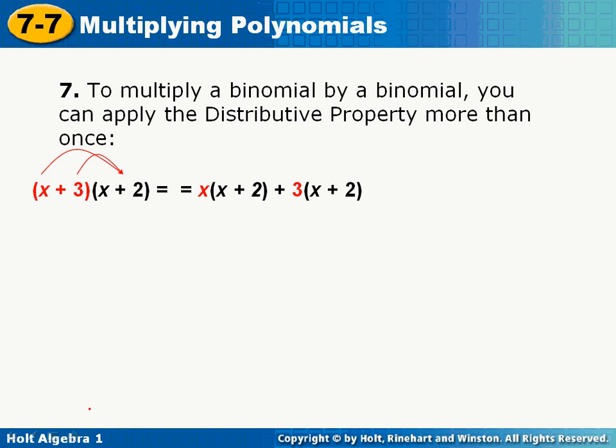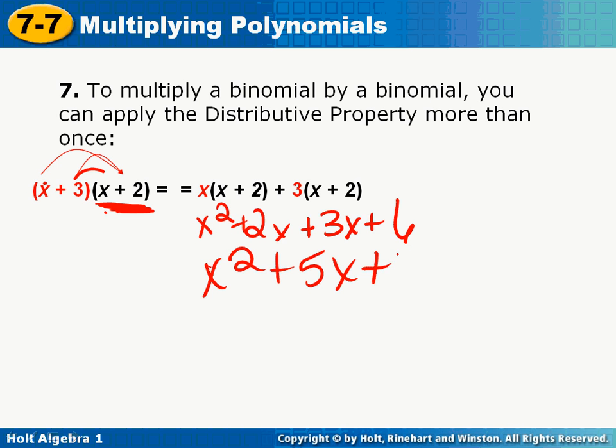So we're going to do x times x plus 2, and then we're going to do 3 times x plus 2. So see this here? I'm going to take the x and multiply it by x plus 2. Then I'm going to take the 3 and multiply it by x plus 2. So x times x is x squared. X times 2, 2x. 3 times x, 3x. 3 times 2 is 6. Do you see how it gave me the exact same thing? It just matters how you like to look at it. Sometimes I call this double distribute, because you're distributing twice. Final answer, x squared plus 5x plus 6.